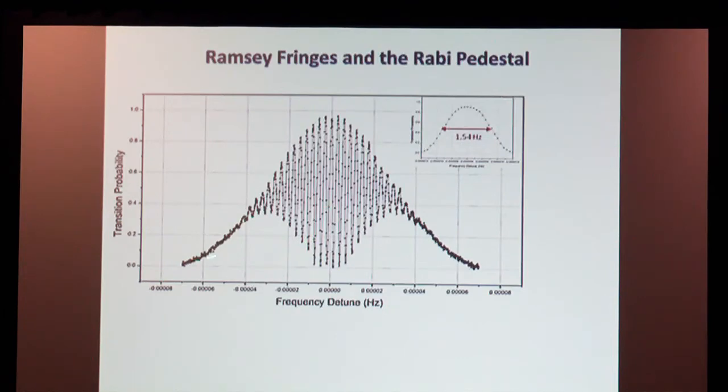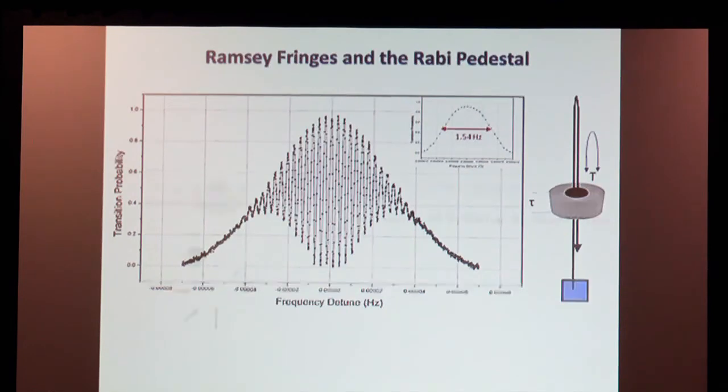Now, I'll just briefly say something about this. Ideally, the width of this is inversely proportional to the time the atoms spend in the Ramsey cavities, and the width of this is inversely proportional to the total time, capital T, and so on.